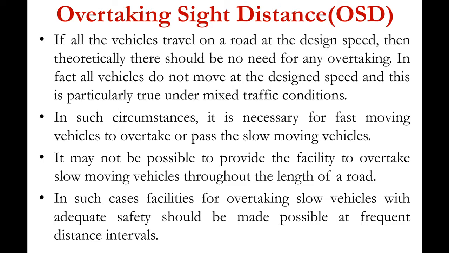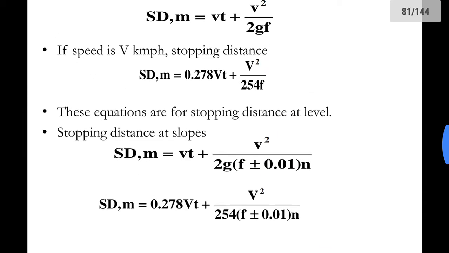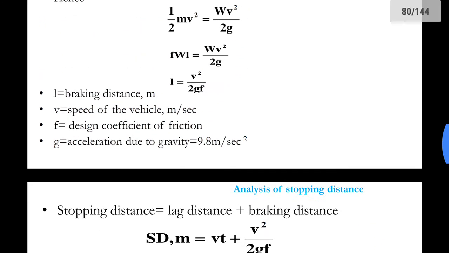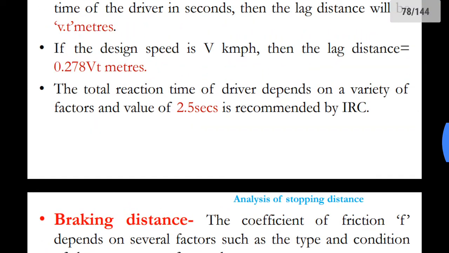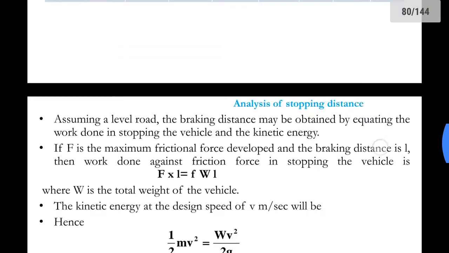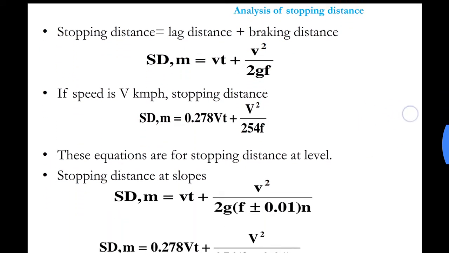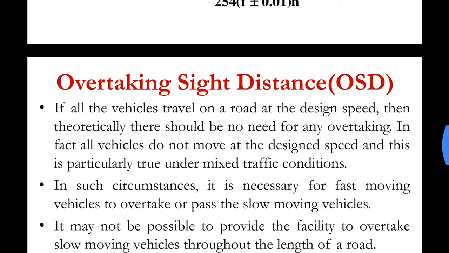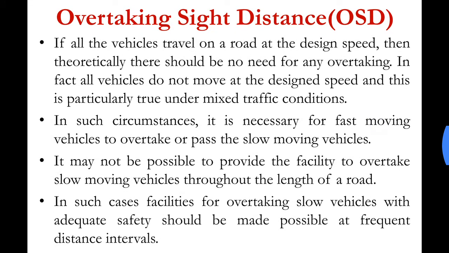In my previous lecture, we were discussing the first type of sight distance, that is stopping sight distance. We looked at the factors affecting the stopping sight distance and then later on derived the formula for stopping sight distance. Okay. Now we'll move to the next type of sight distance, that is overtaking sight distance.